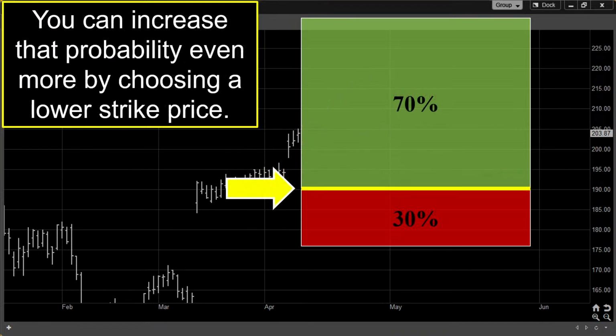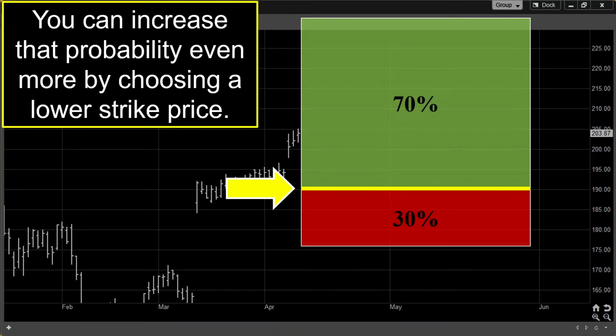And in some trades, we can even increase that probability even more. You simply choose a lower price. That's going to give you a bigger area where you can be right. Now, we do a lot of trades that start off with a 70% chance of success. You can only do this as an option seller.